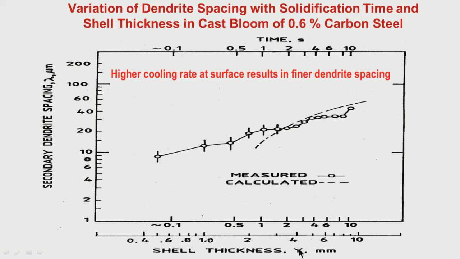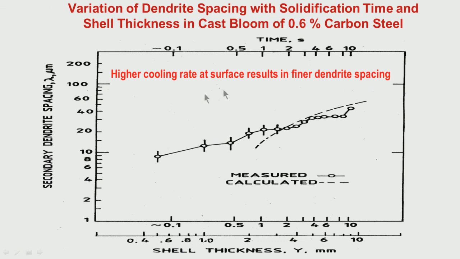I have told you earlier how time and shell thickness are related. As you increase the solidification time, that means as you increase the shell thickness and go more inside the cast product, your dendrites become more coarse. So, please remember, higher cooling rate at the surface results in finer dendrite spacing. Inside the casting you have relatively coarse dendrites because your heat transfer is relatively less there.